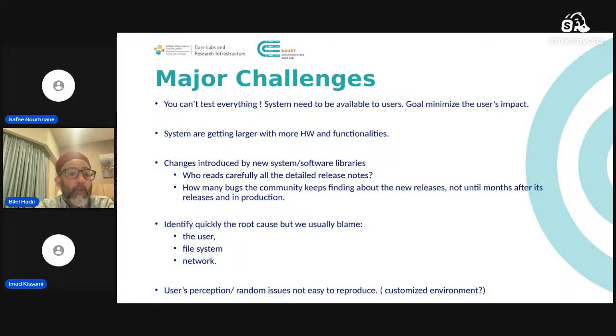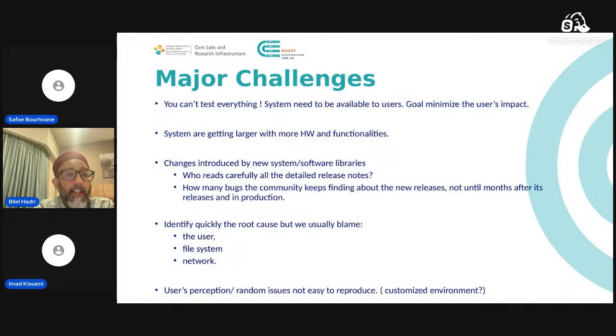As I said, you cannot test everything. It's impossible. And the system needs to be available to the user. So you need to find a balance of when and what to test. I understand the systems are getting larger, with more hardware and functionality, so you need to pick and choose, especially the ones that are recurrent. What are the issues?